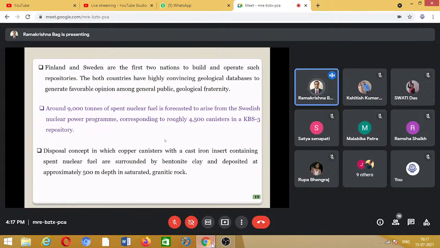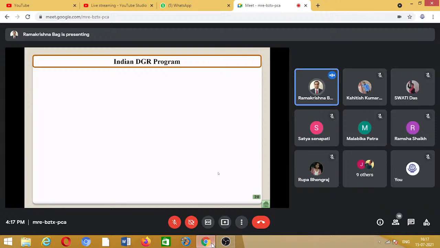Around 9,000 tons of spent fuel is forecasted to arise from the Swedish nuclear fuel program, corresponding to roughly 4,500 canisters in the KBS-3 repository. The disposal concept is one in which copper canisters with a cast iron insert containing spent nuclear fuel are surrounded by bentonite clay and deposited at approximately 500 meter depth. So mostly around 500 to 1,000 meter depth, all the countries have planned to dispose.